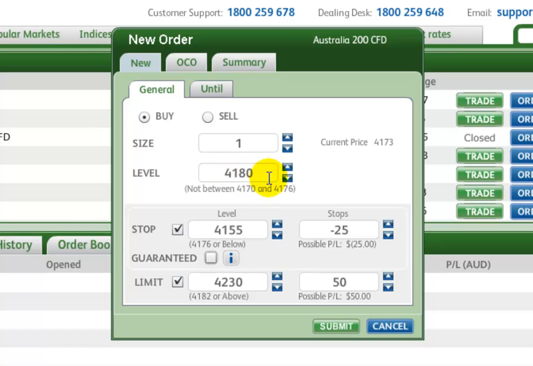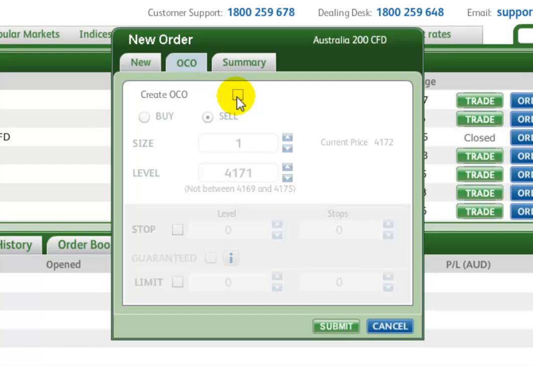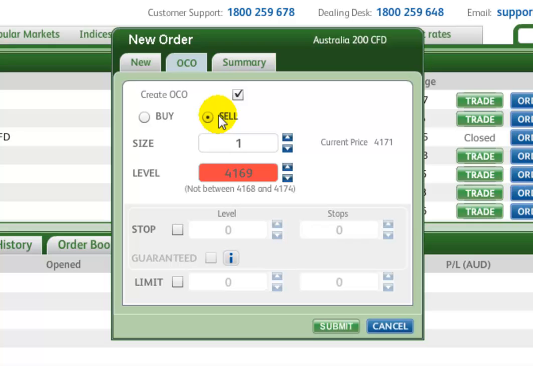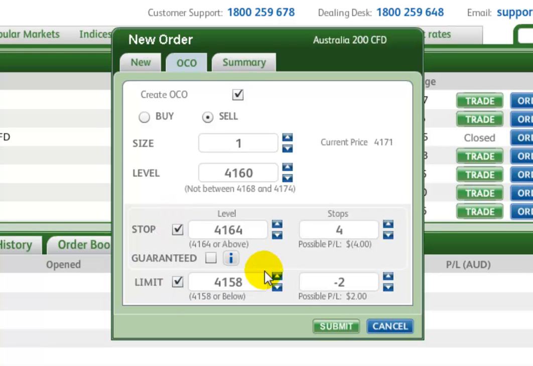So if the market rises and goes above 4180, we will go long, and we'll have our stop and limit set accordingly. And then all we have to do is click on the OCO order, create OCO, and in this case the button is the opposite of the first one, which is to sell, and we're going to sell if the market goes down to 4160, and once again we can put a stop and limit order. So with our stop, we'll put that at 25 points away, and we'll put our profit target order at 50 points away, like so.